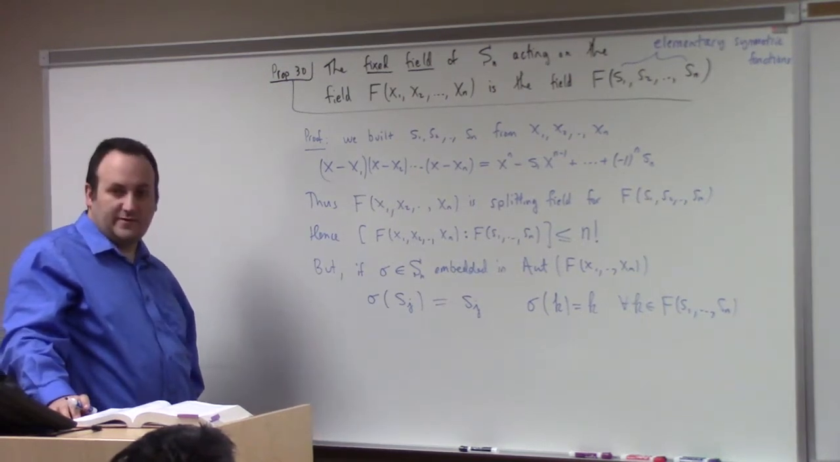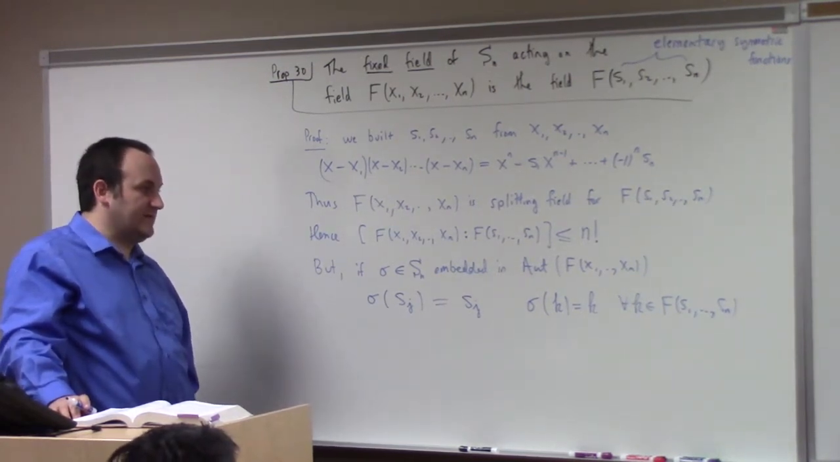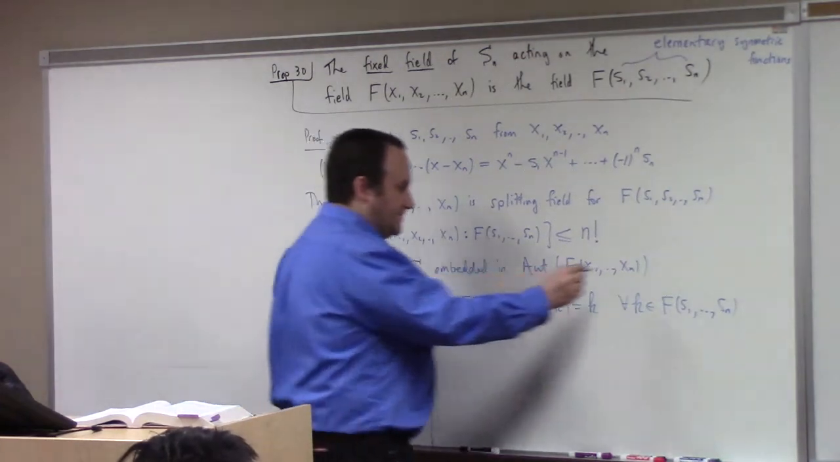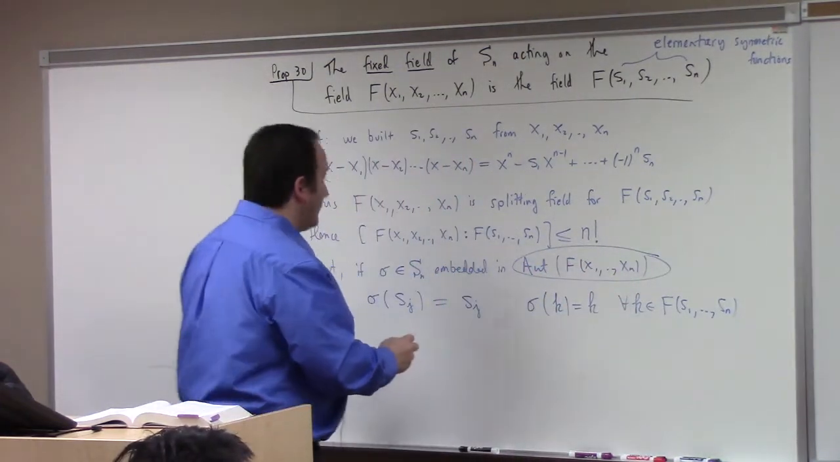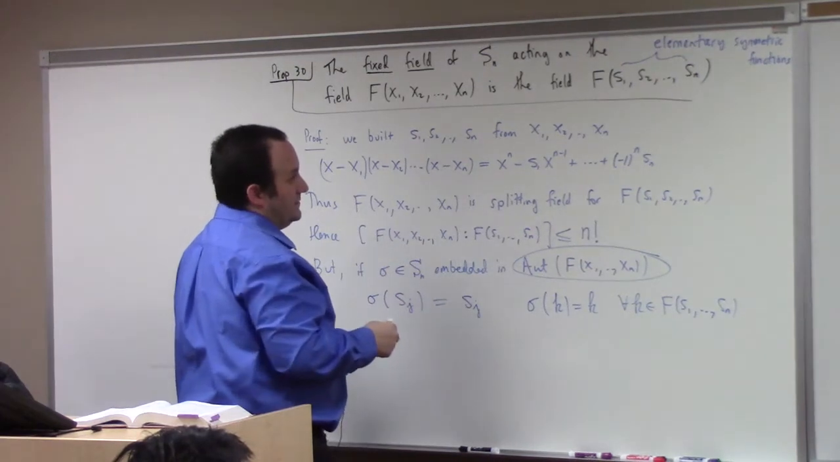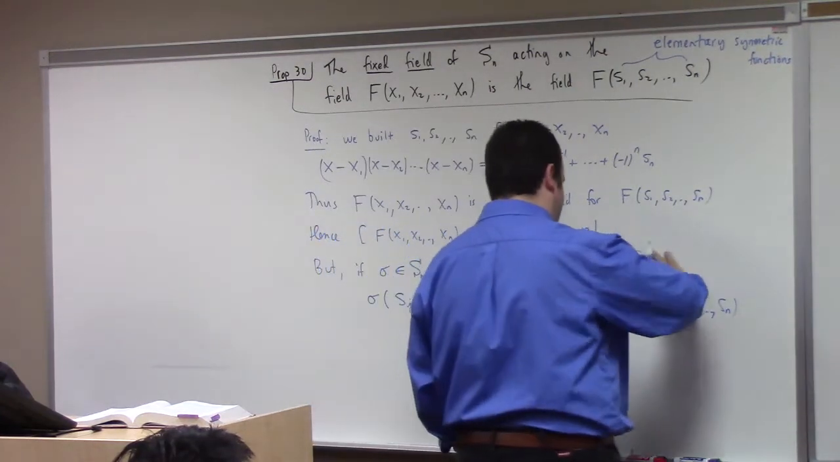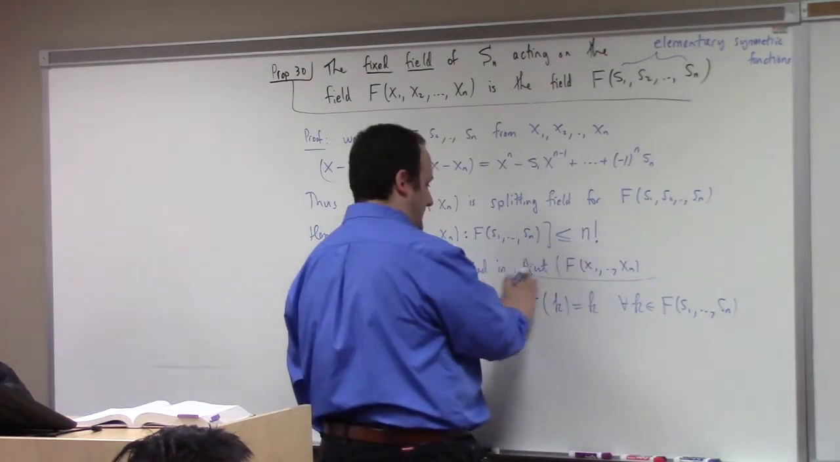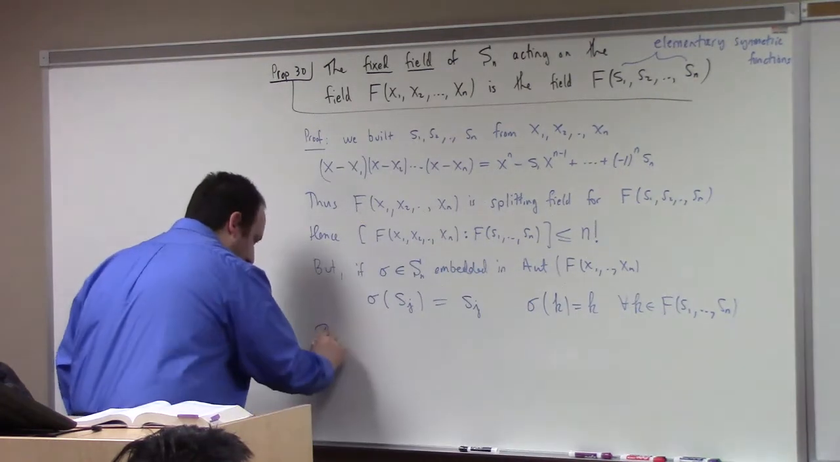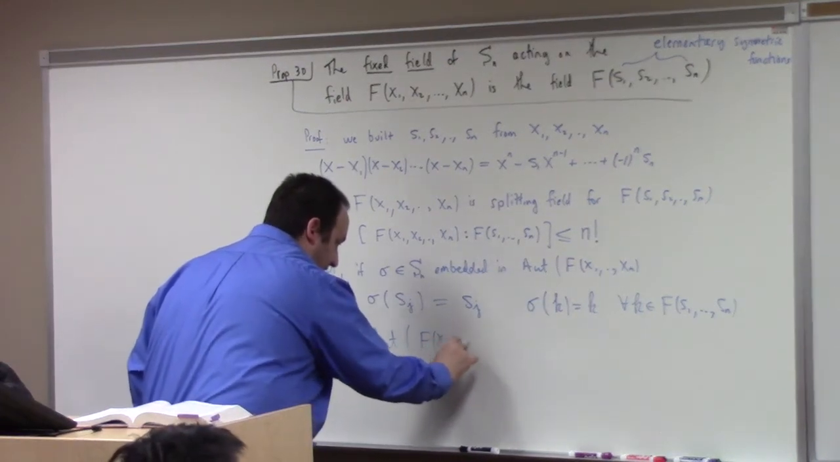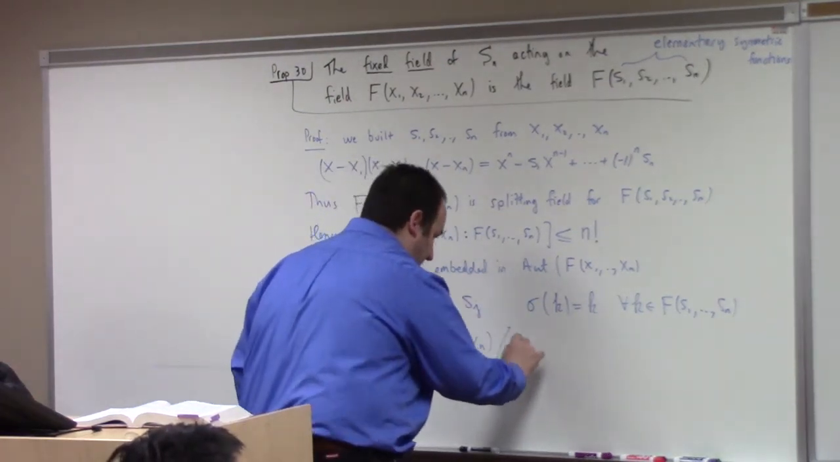So apparently the embedded symmetric group is a subgroup of the group of automorphisms which fix the... I mean, it's a subgroup of... I'm trying to say this has subgroup the... Still not right. I guess I've got to write more. So thus, if we look at the automorphisms of F(x1 through xn) which fix the elementary symmetric functions, right?